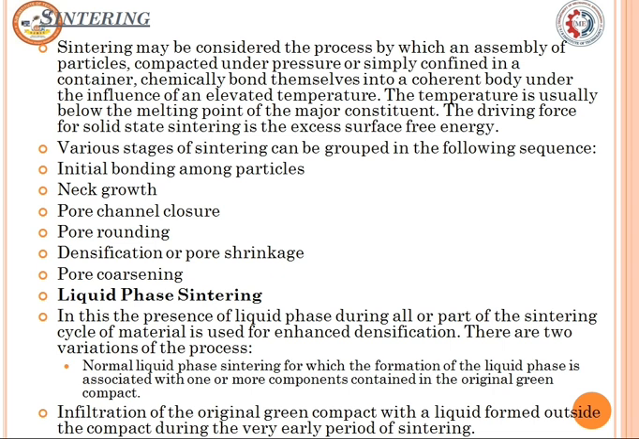Liquid phase sintering is used for enhanced densification. There are two variations of the process. The first is normal liquid phase sintering, where the formation of the liquid phase is associated with one or more components contained in the original green compact.